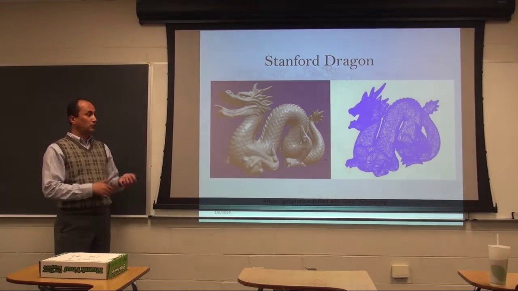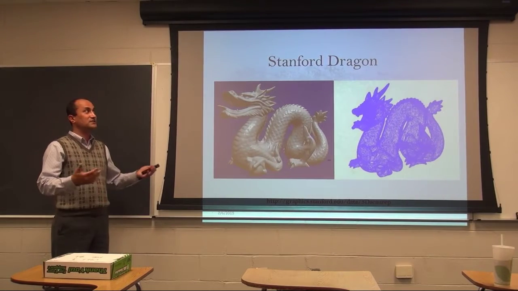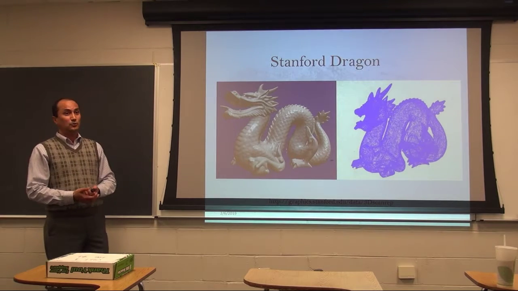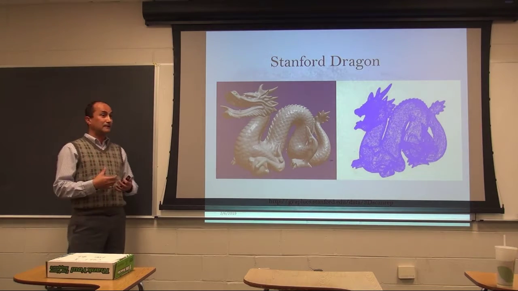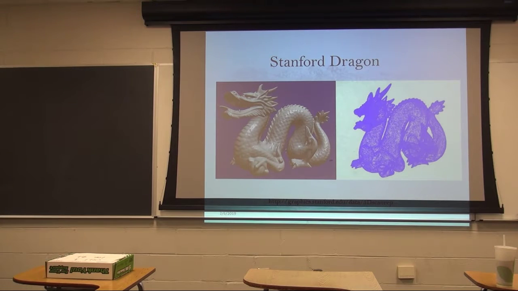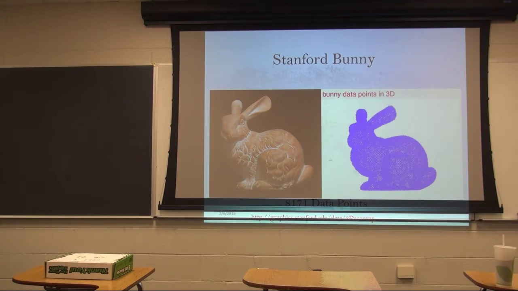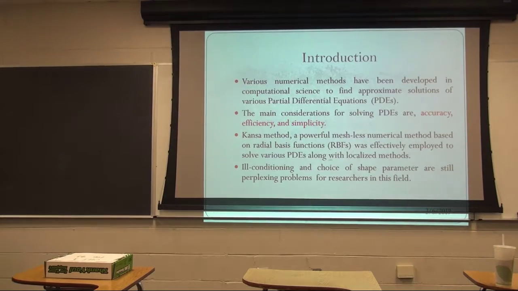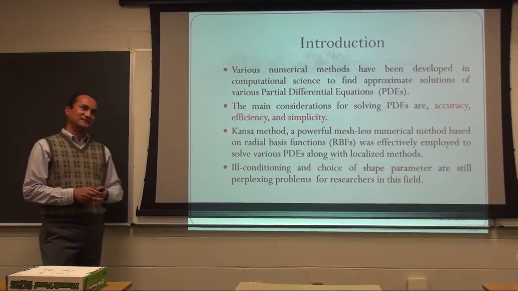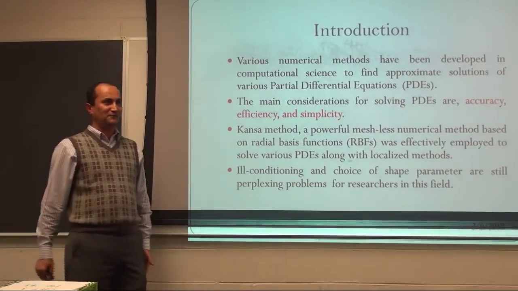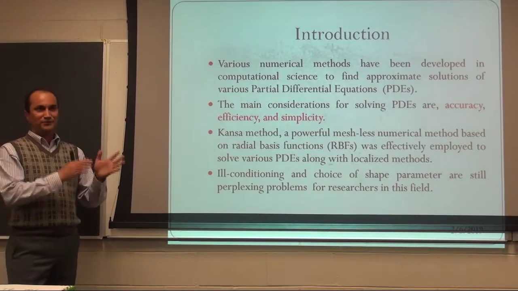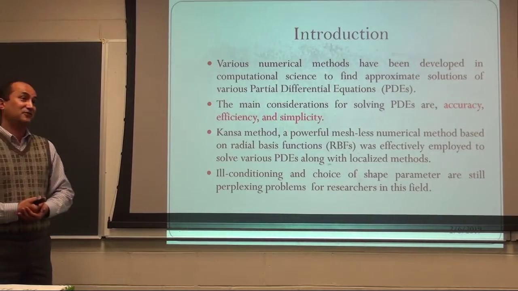If you have data points, you can reconstruct. So this is also, as I mentioned, with the Stanford dragon. So we take the data points from the Stanford data. So now, this part, so far what I talked about is the reconstruction of the data, one of the applications of the method using radial basis functions.